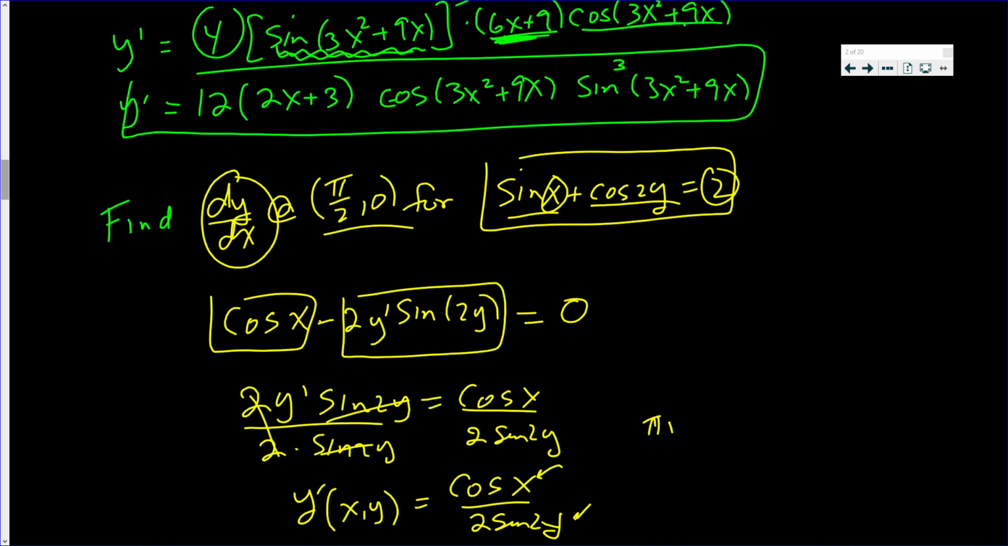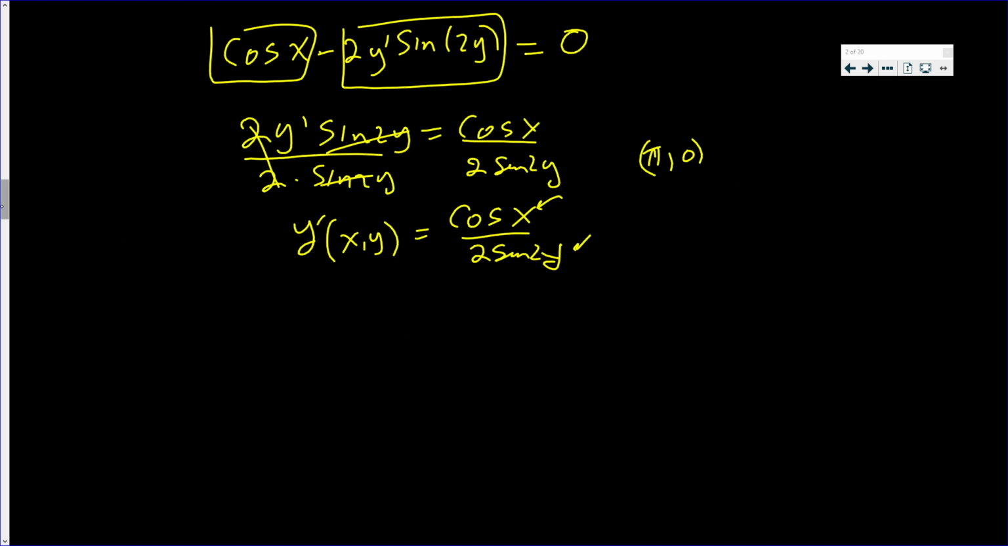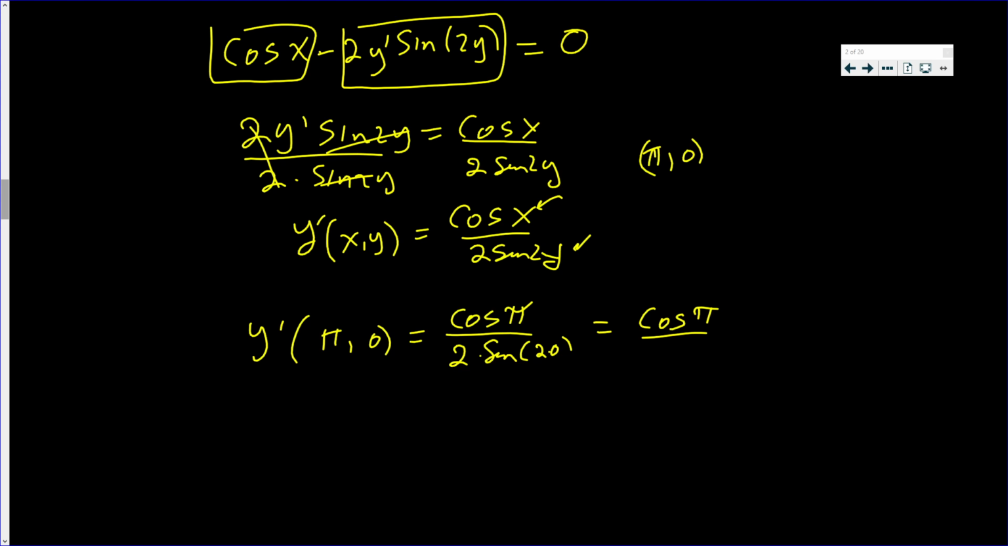But they want me to evaluate it when x is pi and y is 0. Okay, I can do that. Y prime at x is pi, y is 0. This is cosine of x, but x is pi, divided by 2 times the sine of 2 times 0. Okay, so this is the cosine of pi divided by 2 times the sine of 0.